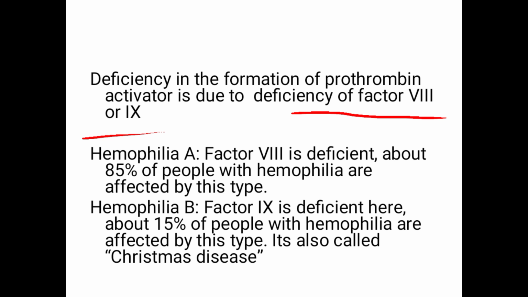So hemophilia is classified into two, hemophilia A and hemophilia B. In hemophilia A, the factor 8 is deficient. About 85% of the people with hemophilia are affected by this type. Means total 85% persons are having this type of hemophilia. Okay, factor 8 deficiency. So hemophilia B is factor 9th deficient. So it is around only 15% people you can see this type of hemophilia.